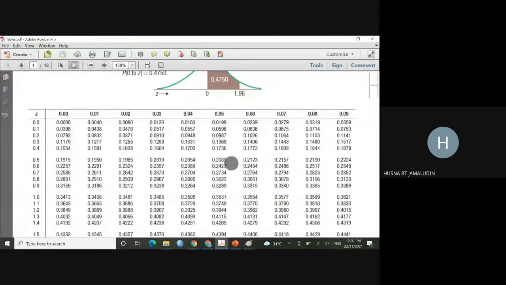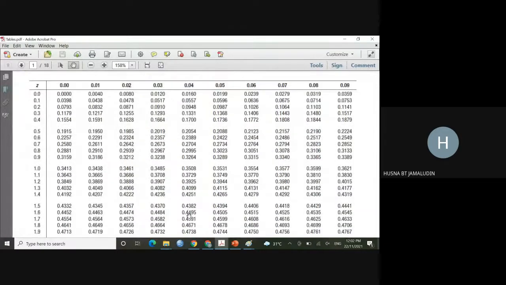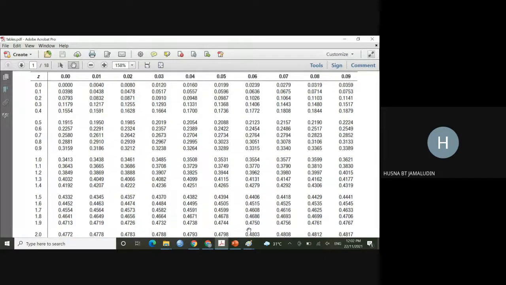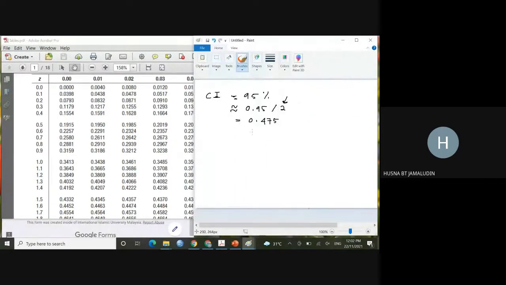Let's find it together. Where is 0.4? This is 0.2. This is 0.47. Then 0.475. So if you can see my cursor, 0.475. What you can do is look to your left side, 1.9, and then look up 0.06, which gives 1.96. That is the value for the 95% confidence interval. This is if it is a Z value. If you use T, you will have a different method. Any other question?